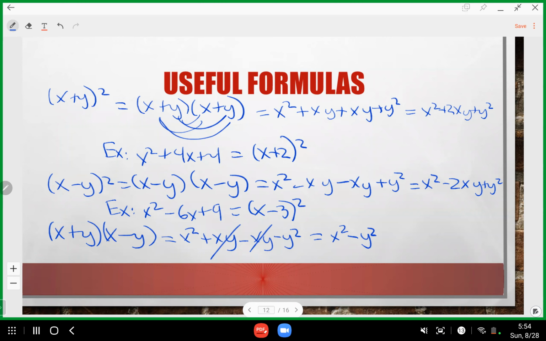So incredibly useful. For example, if you ever have X squared minus 9, you see, 9 is a perfect square, X is a perfect square, therefore it's X plus 3 times X minus 3, right? So it's very useful. Instantly you can tell what it is.